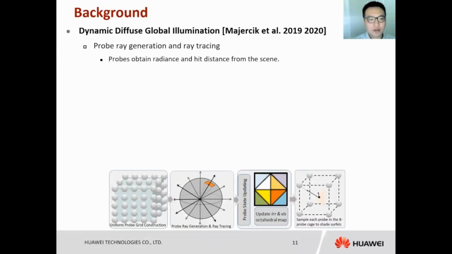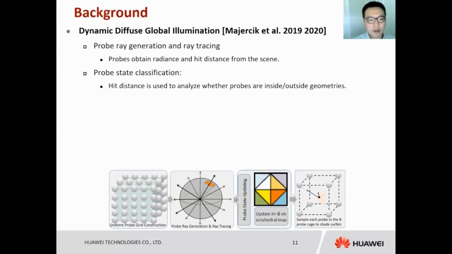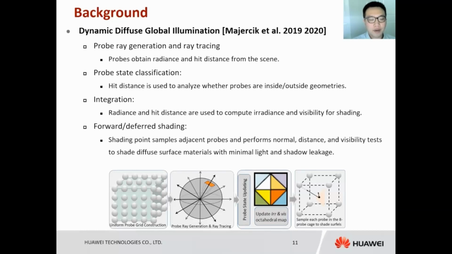DDGI consists of several stages. It begins with probe ray generation and ray tracing, where probes obtain ray samples from the scene. Then the hit distance is used to analyze whether probes are inside or outside geometries by assigning probe states. For the integration, probe ray samples are used to compute the irradiance and visibility for shading. Finally, the shading point samples adjacent probes and performs normal and distance visibility tests, with minimal light and shadow leakage, to shade diffuse surfaces.